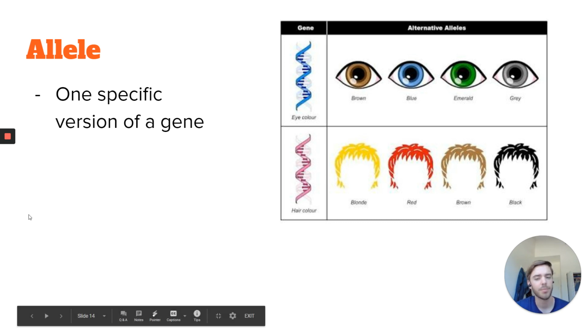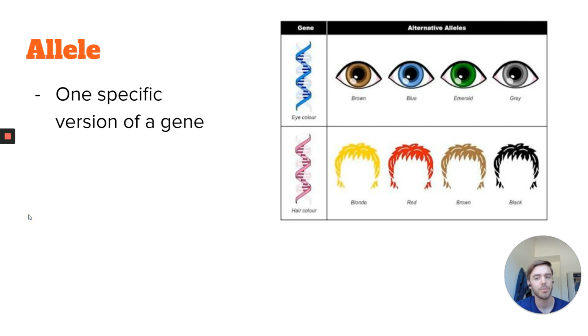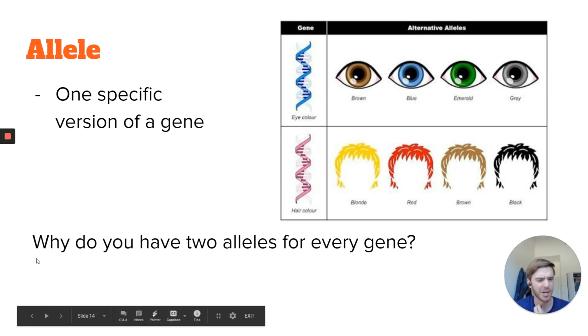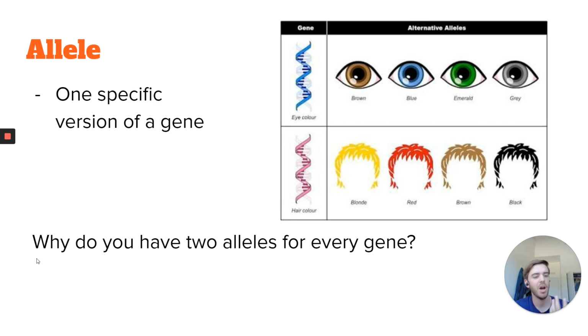Now, you have 2 alleles for every gene. You have 2 versions of every gene. Why would you have 2 versions of every gene? Why do you have 2 versions? Well, let's think back to sexual reproduction. How many parents do you have? Oh, well, you need 2 parents to reproduce.